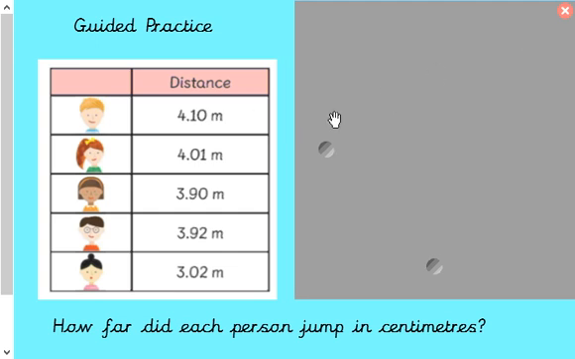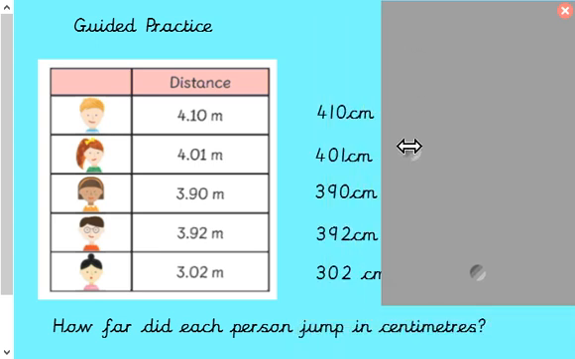Okay, ready for our answers then. So 4.10 meters, okay. Not easy for me to show you this, but I will try. So 4.10 meters would be the same as 4 meters and 10 centimeters, 410 centimeters.